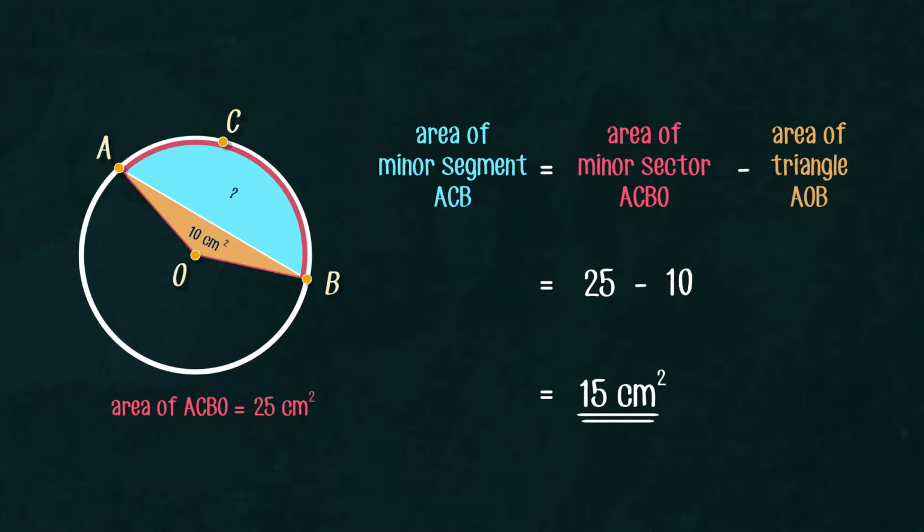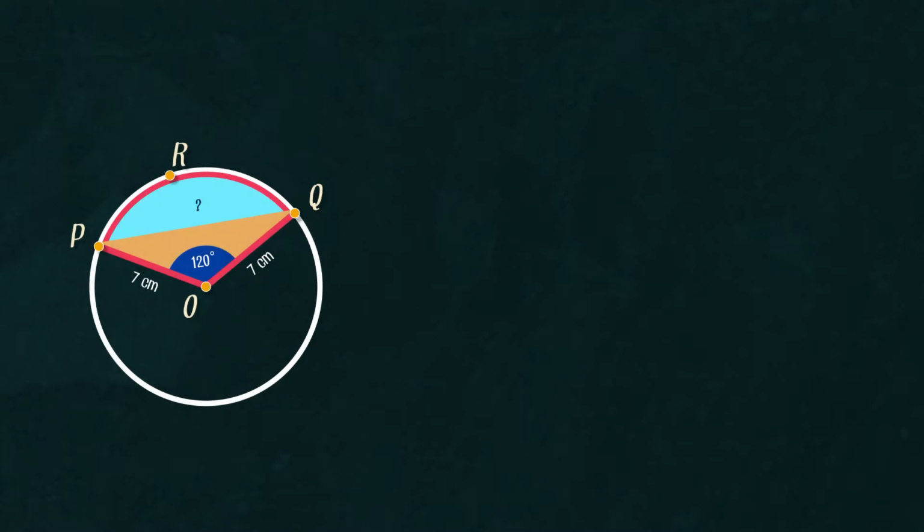However, often the areas of the sector and triangle are not given. Just like this example. Instead, the radii of the circle and the angle subtended at the center of the circle by the arc PRQ are given. How then can we find the area of this minor segment PRQ?